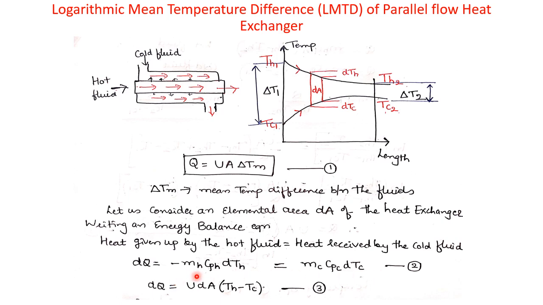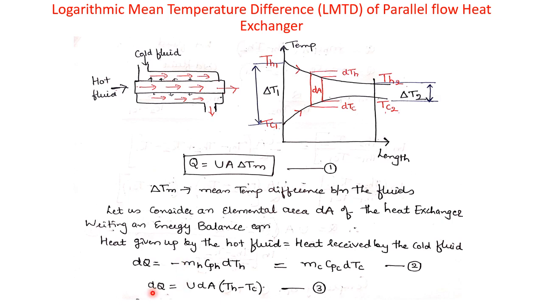So we will put the negative sign in front of this equation, because the temperature of the hot fluid goes on decreasing when it moves along the length of the heat exchanger. So, in order to make the heat transfer a positive quantity, a negative sign is introduced here.